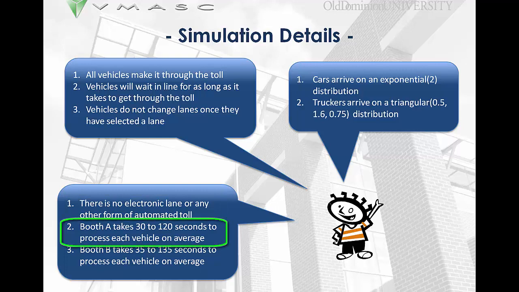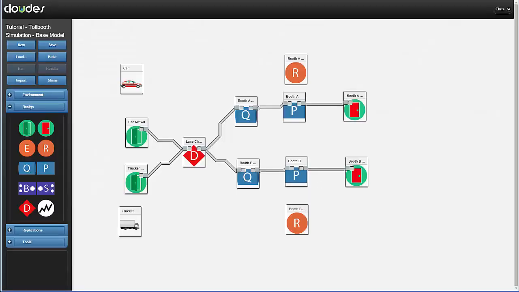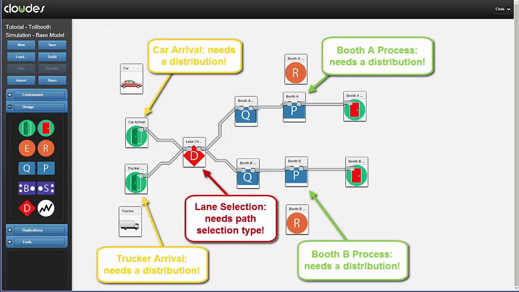And we see that booth A takes on average 30 to 120 seconds to process a vehicle, and booth B takes 35 to 135 seconds on average to process a vehicle. And we also have that the cars arrive on an exponential distribution with mean of 2 minutes, and that truckers arrive with a triangular distribution from half a minute to 1.6 minutes with a mean of 0.75 minutes. Now we can take that information and input it directly into our existing simulation.